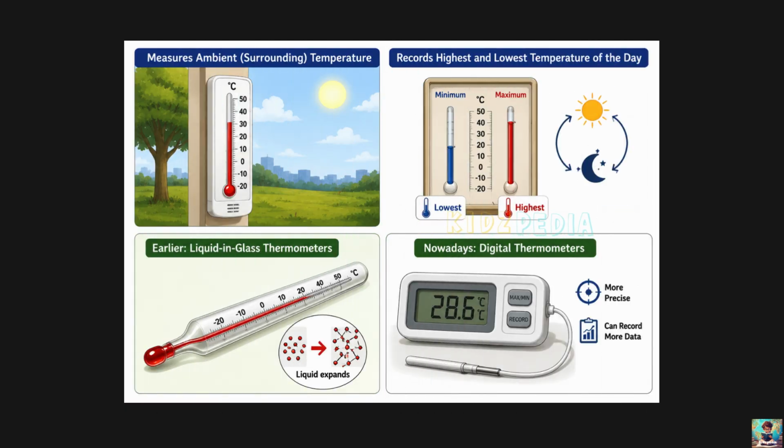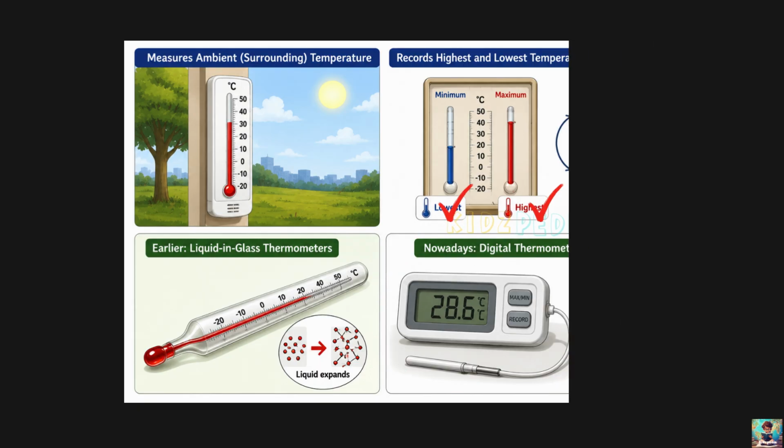And not all thermometers work in the same way. Some thermometers simply measure the temperature of the surroundings, which is called the ambient temperature. Others can record the highest temperature and the lowest temperature during an entire day. Earlier, many thermometers used a colored liquid that expanded when the temperature increased. Nowadays, digital thermometers are becoming more common because they are more precise and can record more data.